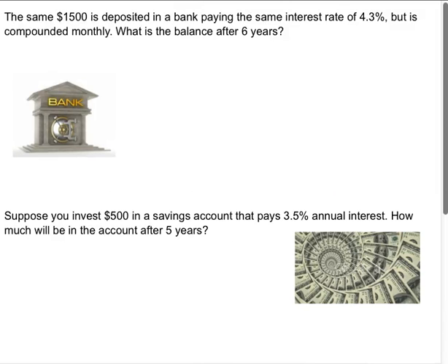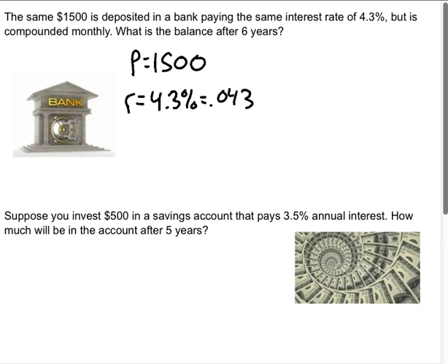So, let's try the next one. The same $1,500 is deposited using that same interest rate, but this time it's compounded monthly. What is the balance after 6 years? So we're using the same figures as before. So the principal amount, I'm handing $1,500 to the bank at 4.3% interest, which as a decimal would be that. Compounded monthly. There are 12 months in a year. And then, of course, the time is 6 years.